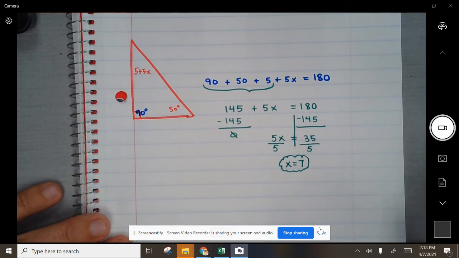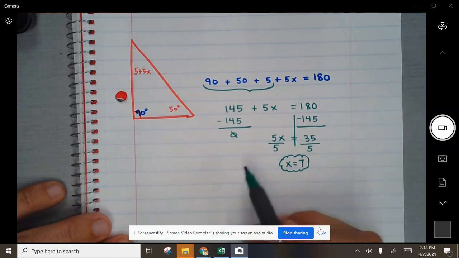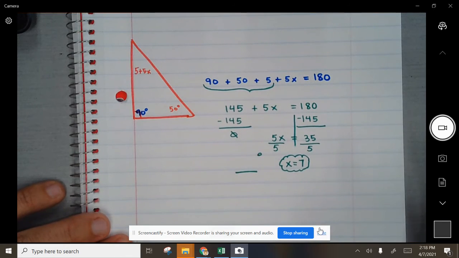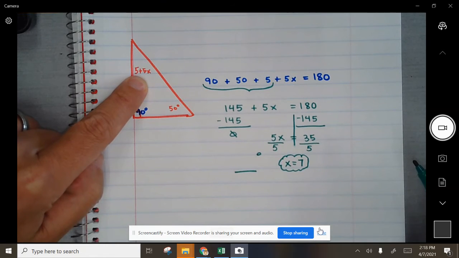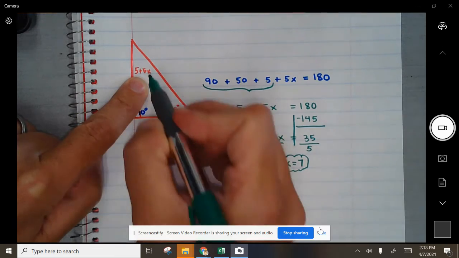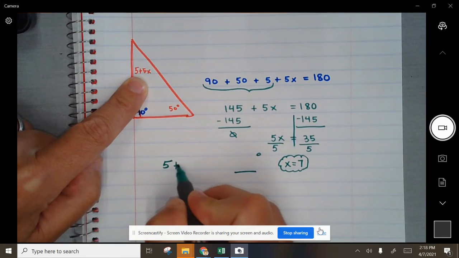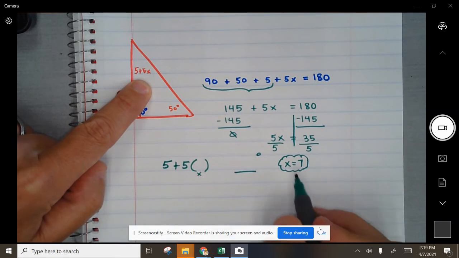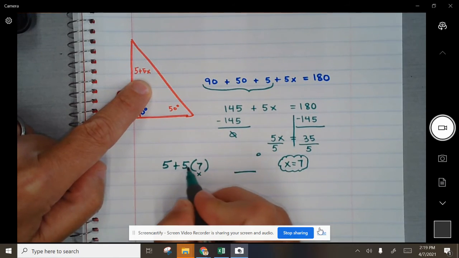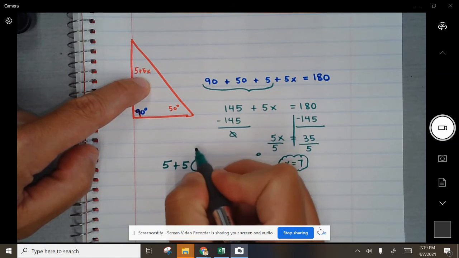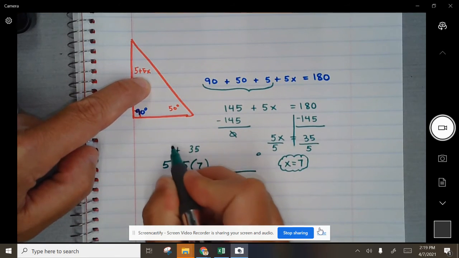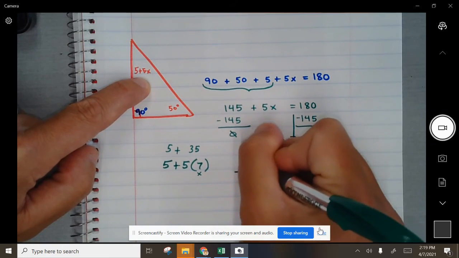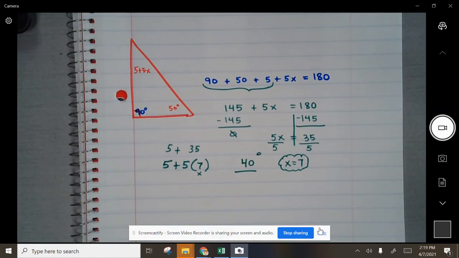So x equals 7. But what if I didn't care about what x is? What if I wanted to know what the degree was? This angle equals 5 plus 5x. Well, what's 5 times x? 5 plus 5 times x, isn't that what it says? We'll put x here so you can see that. Well, what's x? 7. Okay, cool. 5 times 7 is 35. 35 plus 5 is 40 degrees.